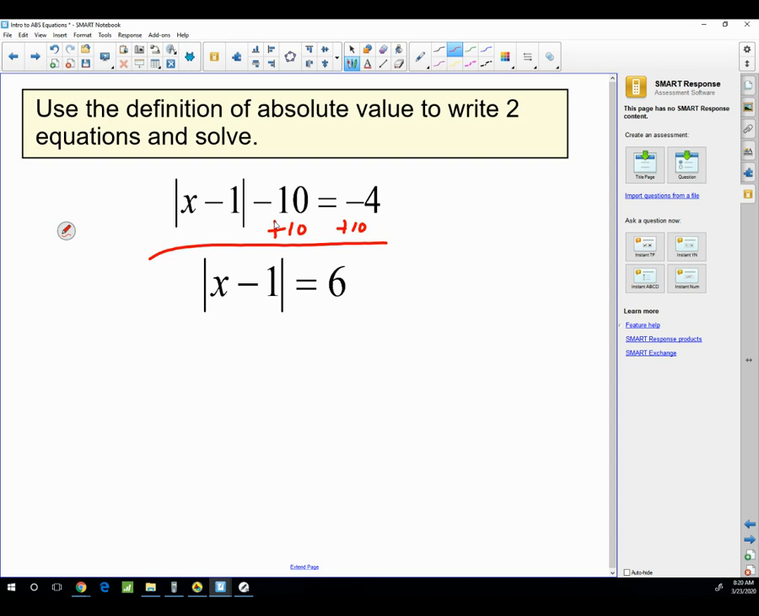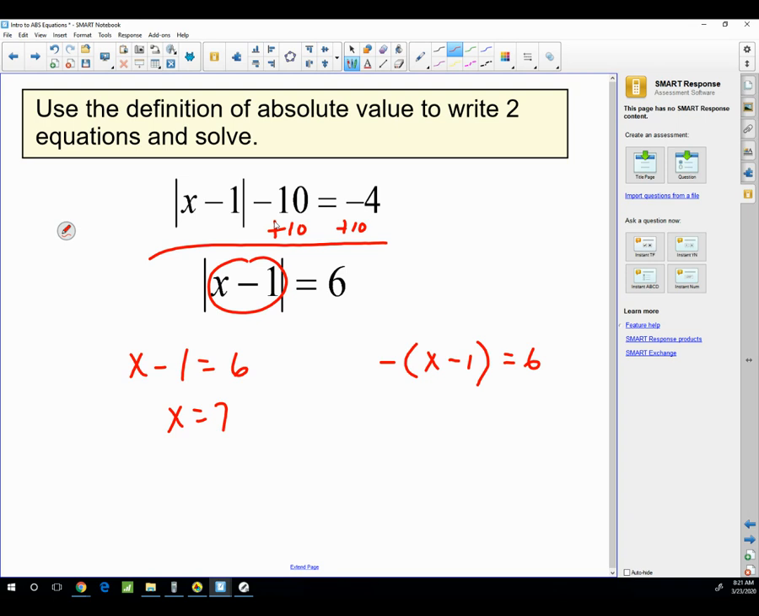Well, one of them would be the inside positive: x minus 1 equals 6. And then the other one would be the inside negative, because the simple definition of absolute value means that it doesn't matter whether the inside of the absolute value is positive or negative. And then we would get 7 as a solution.